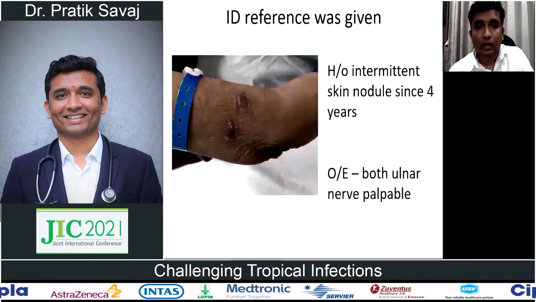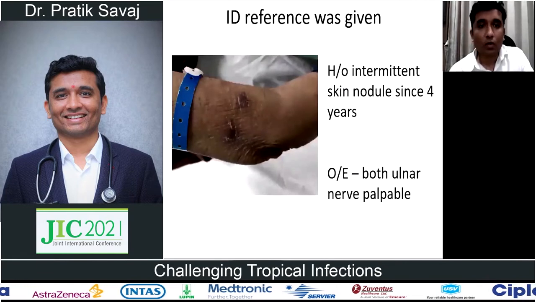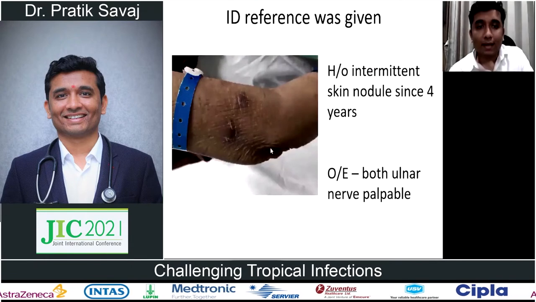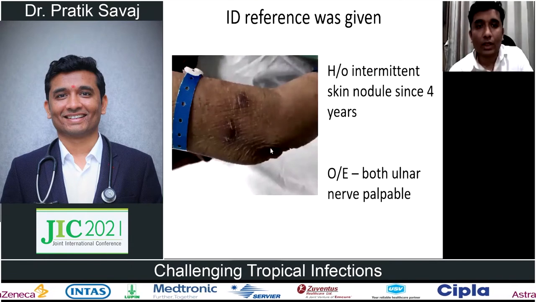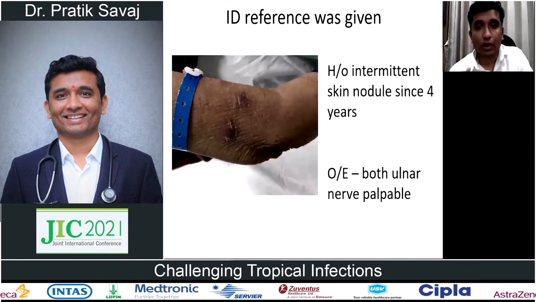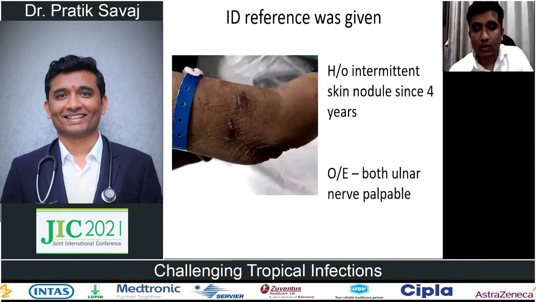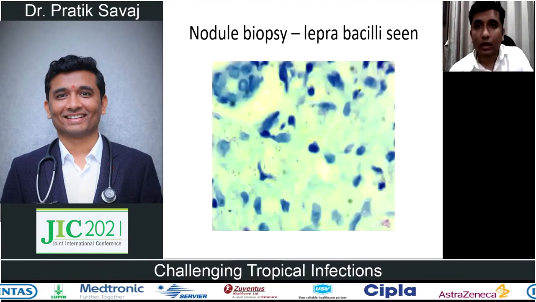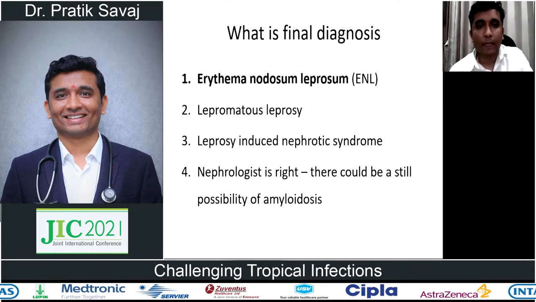On taking a detailed history, we found this kind of two nodules on the elbow. And he said that he has been getting this kind of lesion on the skin since 4 years. On examination, both came with a powder. A nodule biopsy was also taken and a leprosy biopsy.